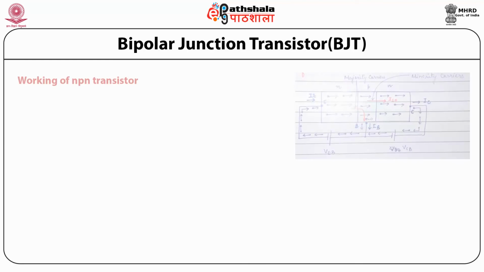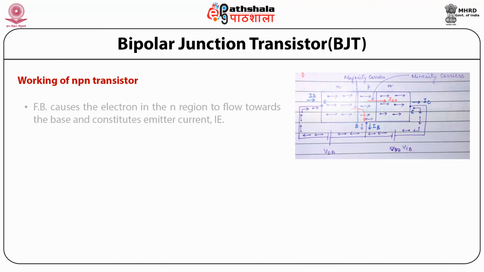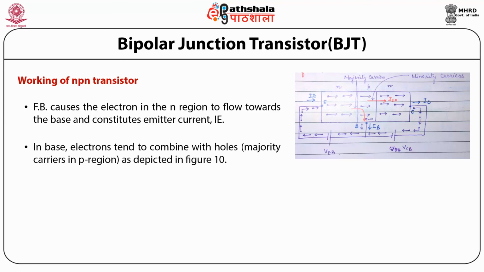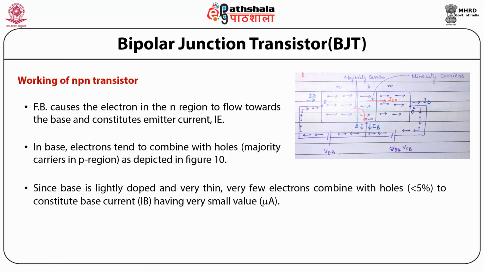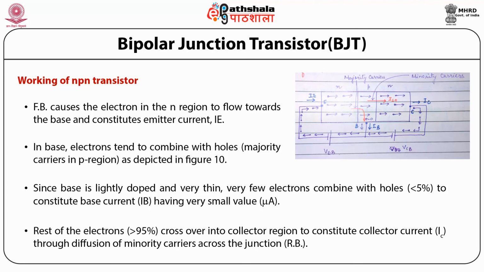Let us now discuss the working of the NPN transistor. Forward bias causes the electrons in the N region to flow towards the base and constitutes the emitter current IE. In the base, electrons tend to combine with the holes, the majority carriers in the P region, as depicted in this figure. Since the base is lightly doped and very thin, very few electrons combine with the holes, less than 5%, to constitute the base current IB. The rest of the electrons, greater than 95%, cross over into the collector region to constitute the collector current IC through diffusion of minority carriers across the reverse bias junction.